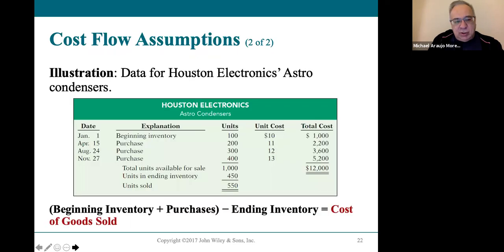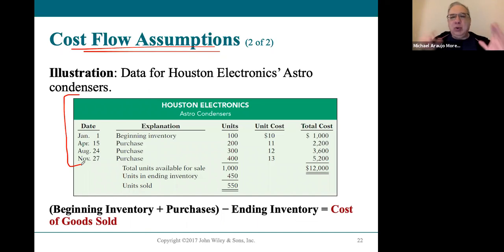So let's take a look at what we're looking at. Before you can do any cost flow assumption, you have to have a list of inventory in front of you. If you do not have a list of inventory in front of you to look at, this makes no sense whatsoever.